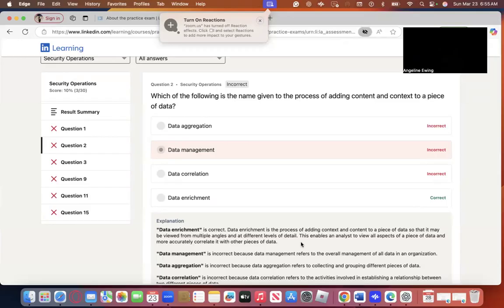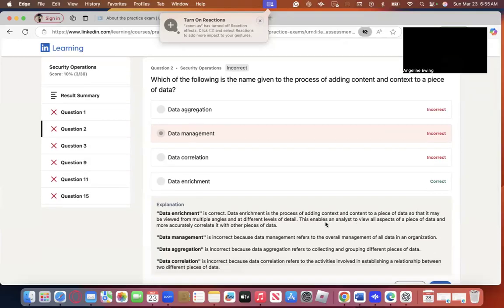On the other hand, data management refers to the overall management of all data in the organization. Data segregation refers to collecting and regrouping different pieces of data. Data correlation refers to the activities involved in establishing a relationship between two different pieces of data.